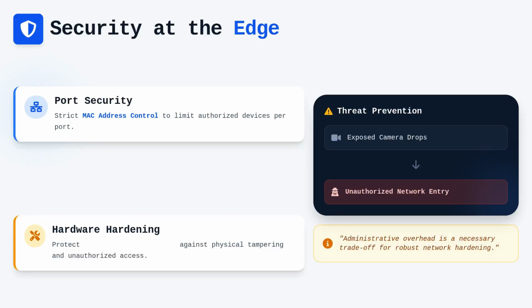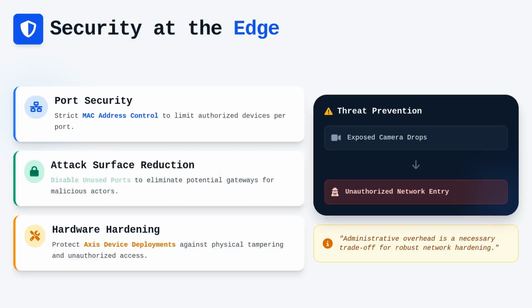While this adds a layer of administrative overhead, it is a necessary practice when hardening an access device deployment against physical tampering. You should also consider disabling unused ports on the switch to minimize the physical attack surface of the network, as any open port serves as a potential gateway for malicious activity if left unprotected.